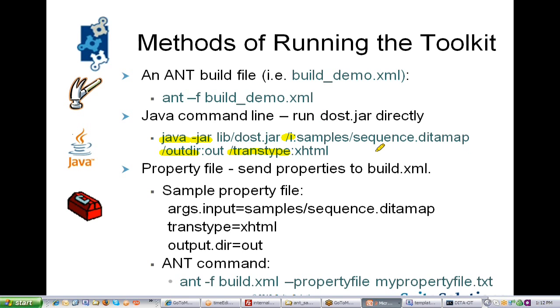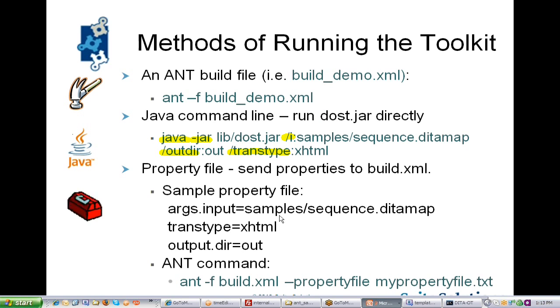What's a little difficult about calling it with Java is that it's harder to define custom parameters in Java. So if you want to make your own parameter, your own piece of information to tell the toolkit about how to publish something, it's much harder to do that using Java than it is using ant, which is one of the reasons that we at Suite Solutions normally use ant, but Java is used and works as well.